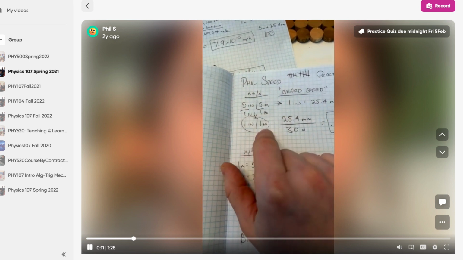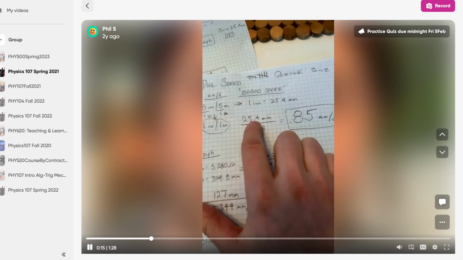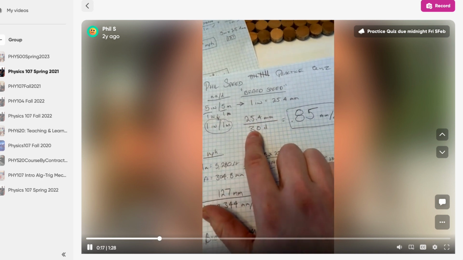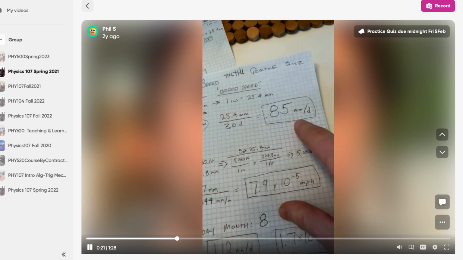5 inches in 5 months. That is 1 inch in 1 month. 1 inch equals 25.4 millimeters. 25.4 millimeters divided by a 30-day average is 0.85 millimeters a day.